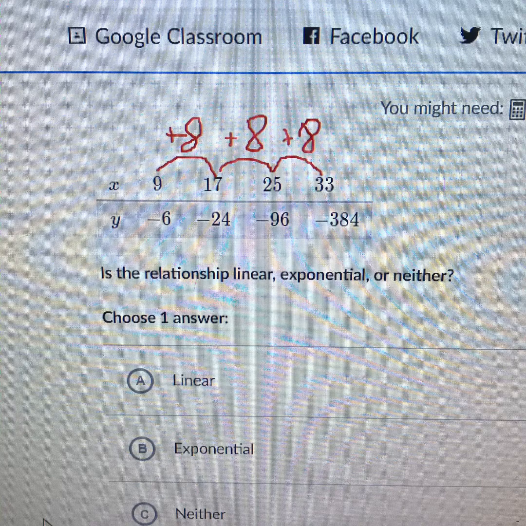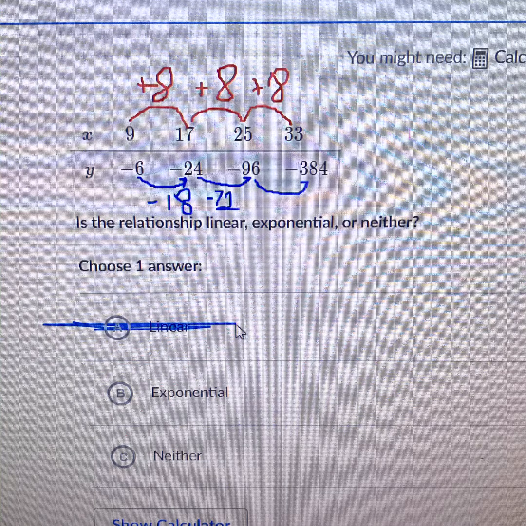So I'm going to start by drawing in blue and trying to see what the change is by adding or subtracting. How different is it to get from -6 to -24, and then to -96, and then to -384? So I noticed very quickly my change from -6 to -24 was -18. We went down 18. From -24 to -96, we went down 72. So I noticed very quickly this is not a linear function, because for that our change would have to be the same each time, and we didn't subtract the same amount both times.